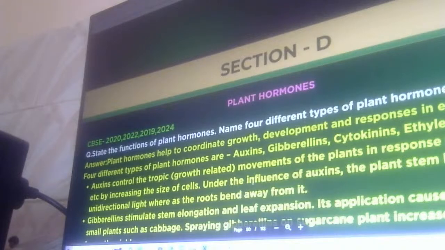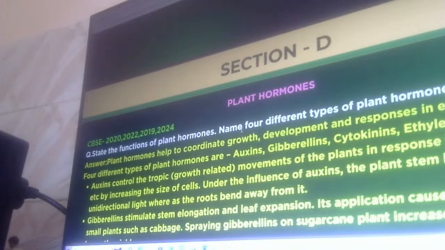Auxin is growth, just growth, and it helps the plant stem bend towards light. Growth of the plant. Auxin controls the trophic movements, or the growth-related movements, of the plant. Responsible for responses like gravity and touch. Okay.